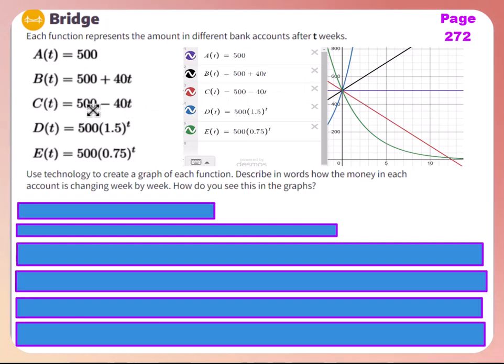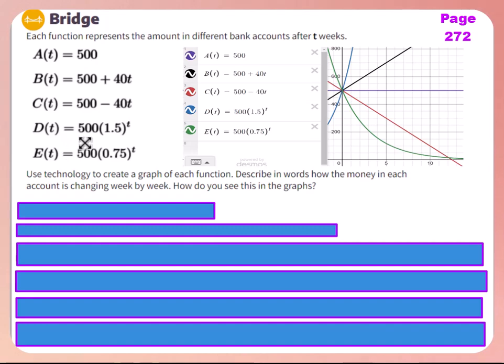C(t) equals 500 minus 40t. We're going to start with 500, but this time we're going to go down 40 each time. So this is going to be a negative slope. But these are linear equations because we're adding or subtracting. We're not multiplying. D and E are going to be curves. They're going to be exponential.